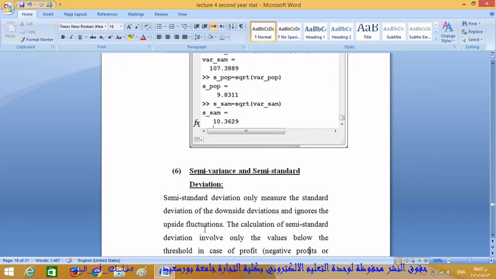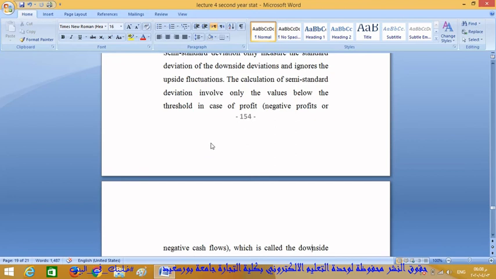Okay, the calculation of semi-standard deviation involves only the values below the threshold in case of profit. The threshold may be the expected value or any other value. So the values below the threshold or the expected value means the negative profits. The negative profits, the profits which are less than the expected profit. Okay?